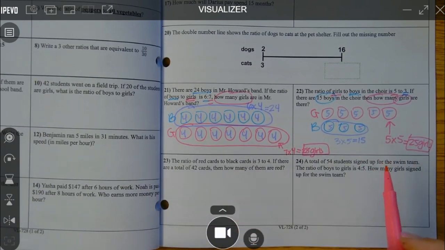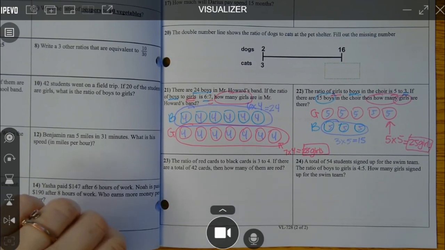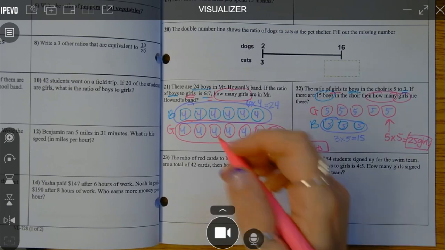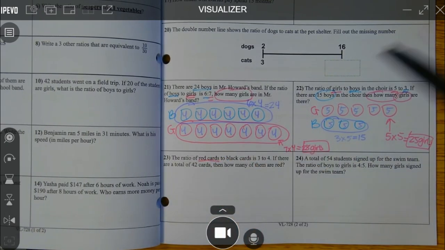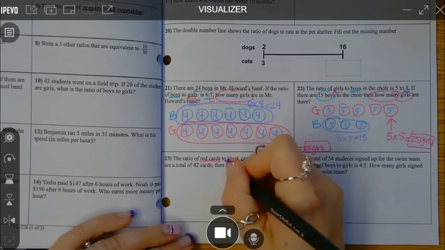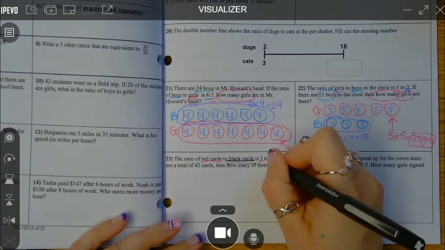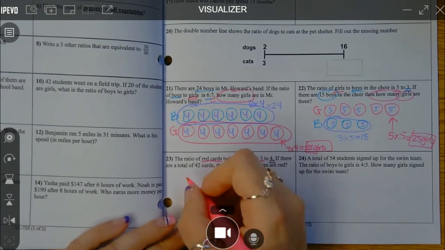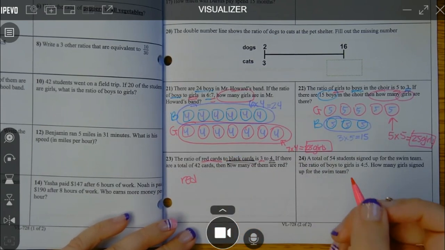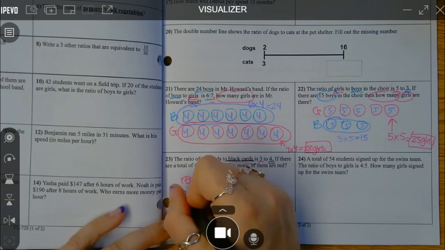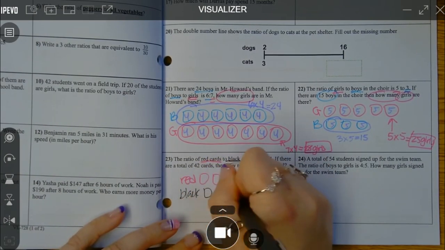If you like the proportion way for these, great, solve the proportion way. The tape diagram is helpful, but for 23 and 24, I really think that the tape diagram is helpful for these types of problems. Let me show you. It says the ratio of red cards to black cards is 3 to 4. The 3 is the first number, so that's talking about the number of red cards, and 4 is the second number, so that's talking about the number of black cards. If I were to draw my tape diagram, how many boxes for red would you do? 1, 2, 3 boxes. And for black cards, how many would you do? Yeah, 1, 2, 3, and 4.